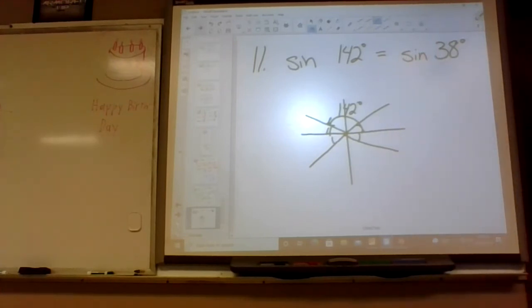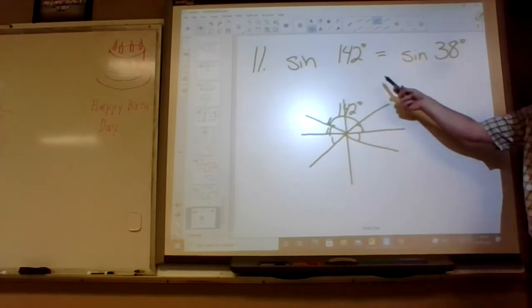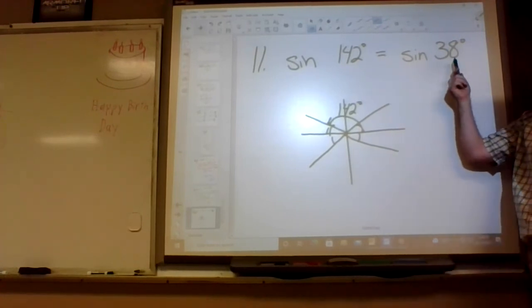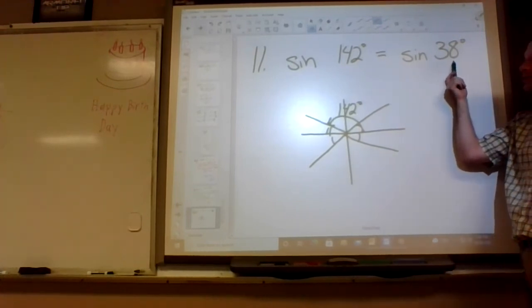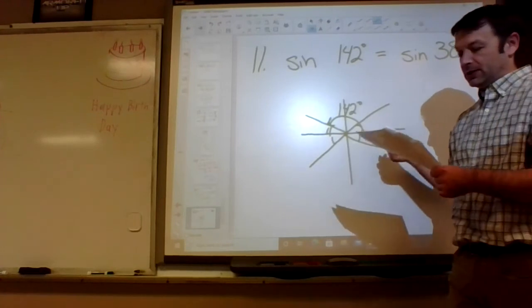Wait, where'd you get 38? You could check your answer by plugging both of these in the calculator and seeing that they were the same thing, but you would kind of need to first figure out 38 before you could check it. Let's do one more of those.